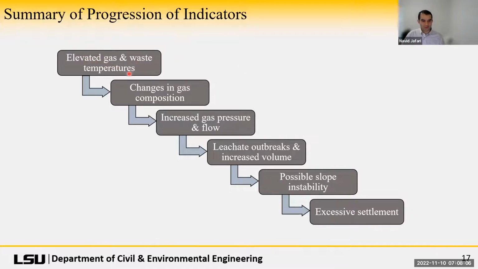So elevated gas and waste temperatures. You have to have those elevated temperatures to then change gas composition, which concomitantly is going to increase the gas pressure and flow. With the gas increasing and the pressure increasing, you're going to have outbreaks and increased volume. That is going to then facilitate the movement, or lateral movements, of your slopes, which could lead to potential instability. And of course, we're going to see excessive settlement.